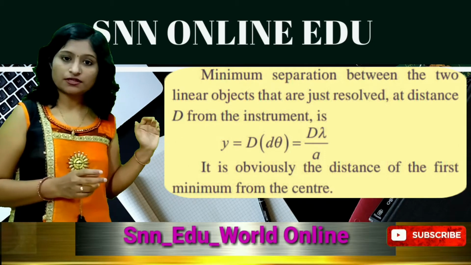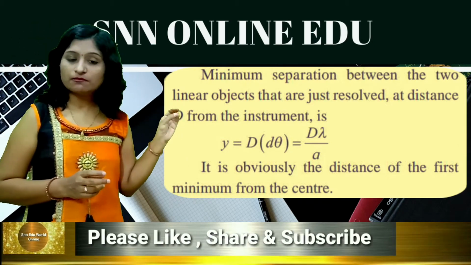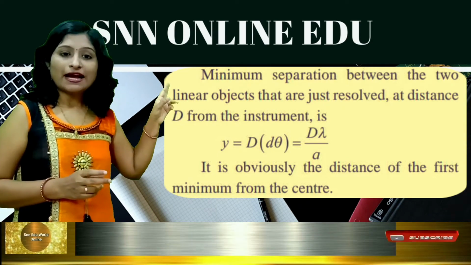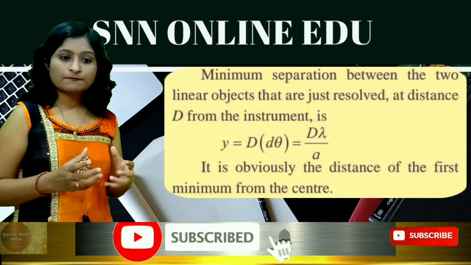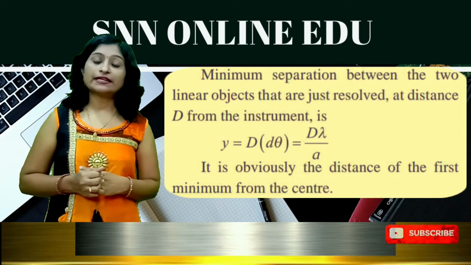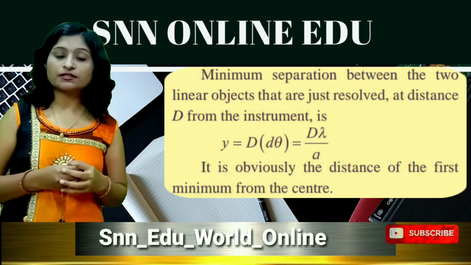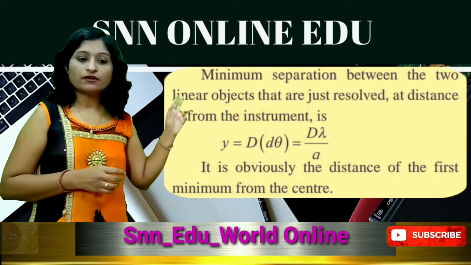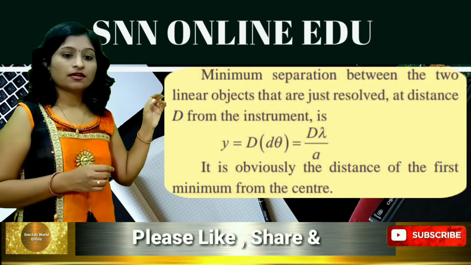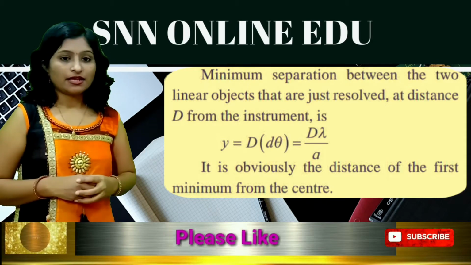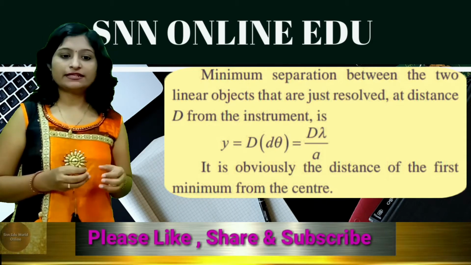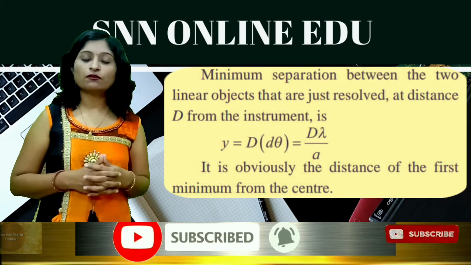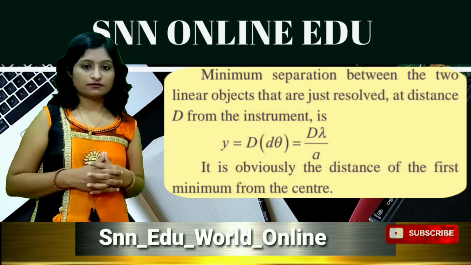Okay. Now see here, the minimum separation between the two linear objects that are just resolved. हे just resolve ची condition होती मगाशीच बोलले मी. If minimum separation for the just resolved condition is at distance d from the instrument, so we are getting this just resolved condition, or we are observing this from the distance d. So we are getting here y is equal to d into d theta. It is d lambda by a, and here what is small y? It is the distance of the first minima from the center.